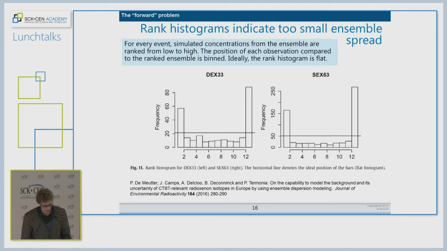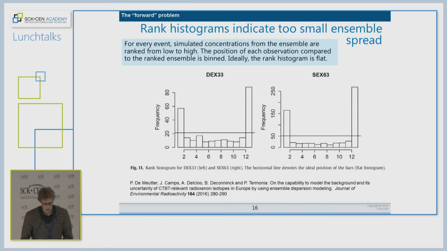So all the observations that are below all values of the simulated concentration from the ensemble are put in the most left bar. If the observation is below all members of the ensemble but one member, then we put it in the second left bar, etc. And in the best case, our rank histogram is flat, which denotes that our observation is equally likely to fall in between all the members of our ensemble.